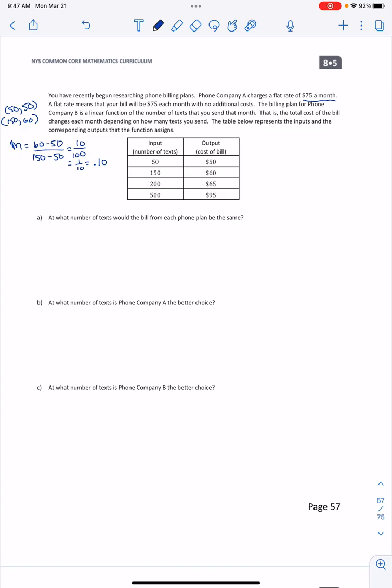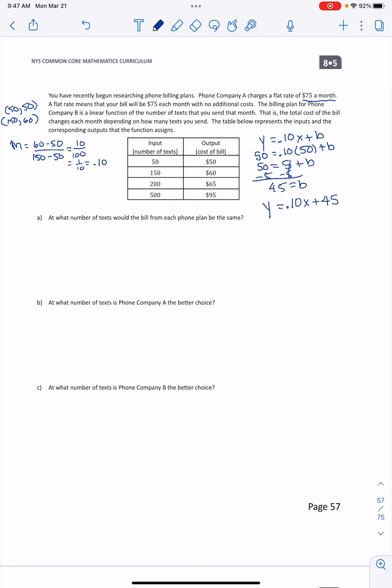So now, when I go to find the equation, we have y equals 0.10x plus b. So I'm going to insert 50. So I've got 50 equals 0.10 times 50 plus b. So 50 equals 5 plus b. So subtracting 5, I have b equals 45.